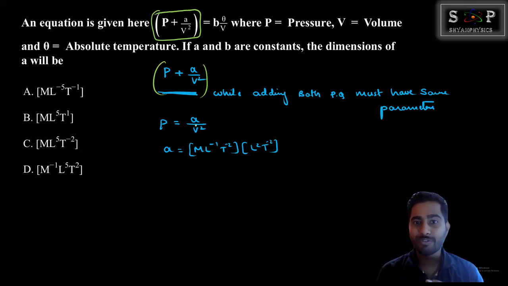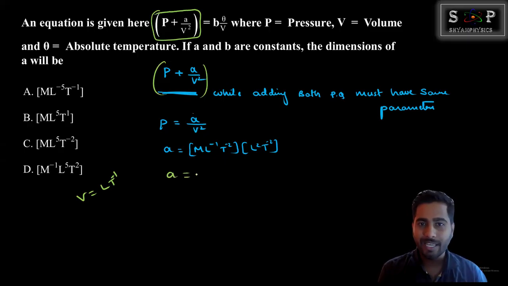So that P is equal to A by V square. A dimension, if I want to assume, is pressure. Pressure we already solved: M L to the power minus 1, T to the power minus 2. Velocity V is speed, L T to the power minus 1. On squaring this, L to the power 2, T to the power minus 2. So finally, A is equal to M to the power 1, L to the power plus 2 minus 1 means 1, T to the power minus 4.